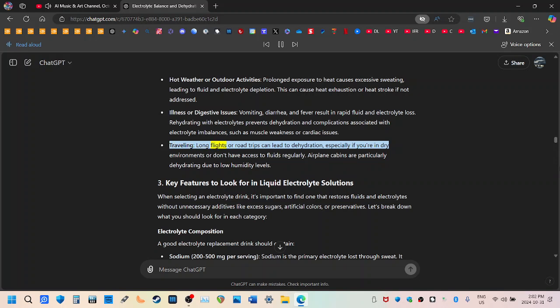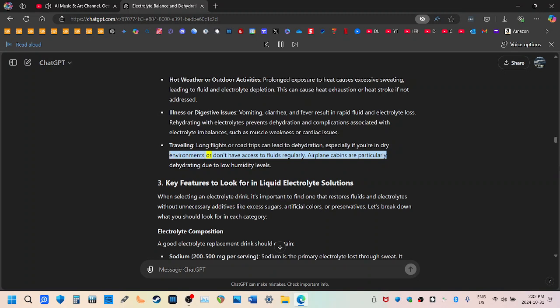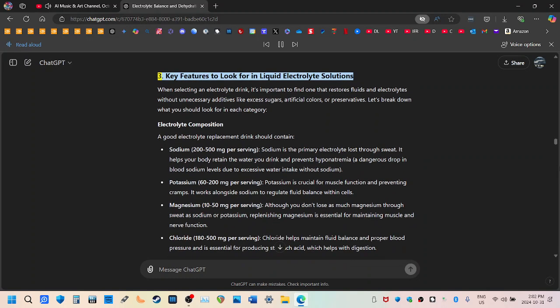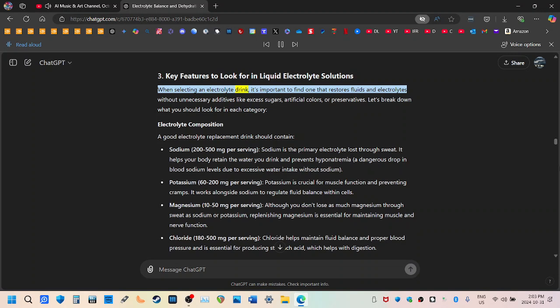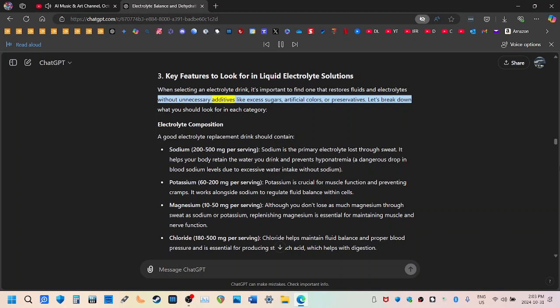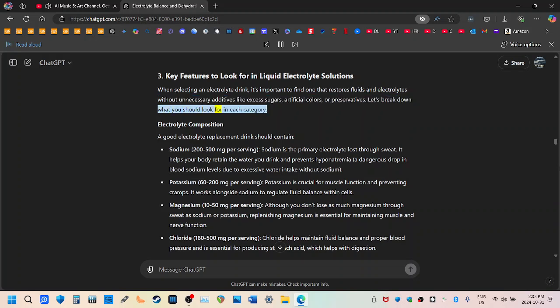Traveling. Long flights or road trips can lead to dehydration, especially if you're in dry environments or don't have access to fluids regularly. Airplane cabins are particularly dehydrating due to low humidity levels. 3. Key features to look for in liquid electrolyte solutions. When selecting an electrolyte drink, it's important to find one that restores fluids and electrolytes without unnecessary additives like excess sugars, artificial colors, or preservatives. Let's break down what you should look for in each category.